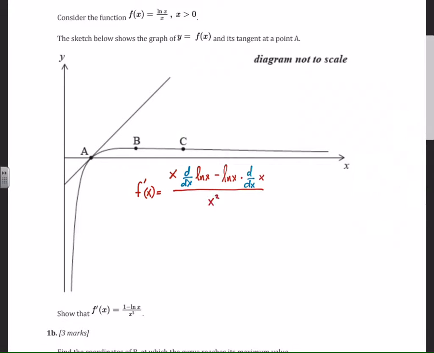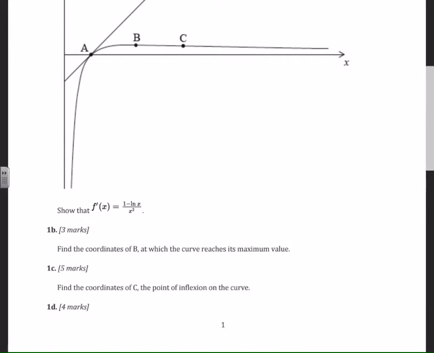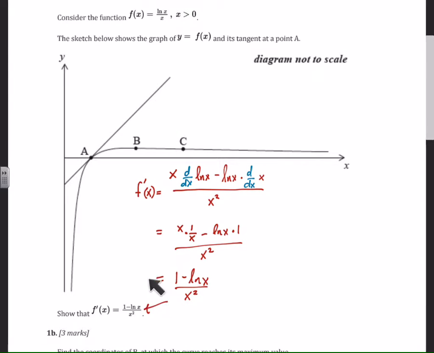So, a reminder of the quotient rule would be the ho times the derivative of the high minus high times the derivative of the ho, all over ho squared. And we have x times the derivative of the natural log of x, which requires 1 over x because God said so. We have good reasons for that, but we'll explore that more later. And then the natural log of x times the derivative of x is 1, so we just get the natural log of x times 1 over x squared. And then 1 over x times x is 1, so we get 1 subtract natural log of x all over x squared. And that exactly matches what I'm supposed to show.